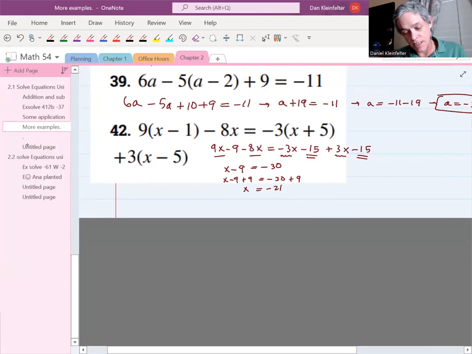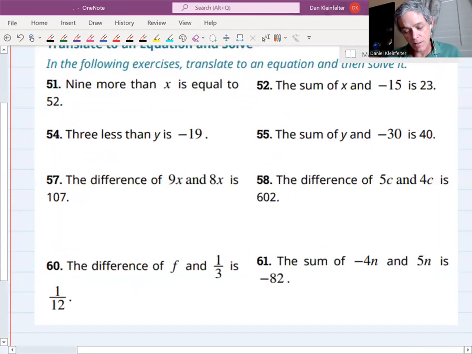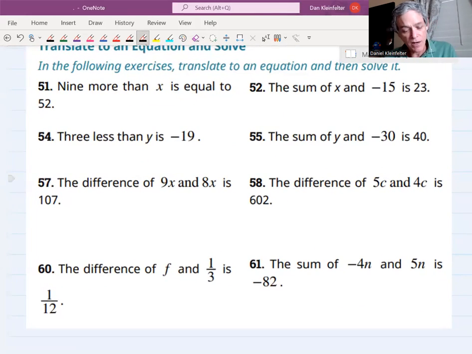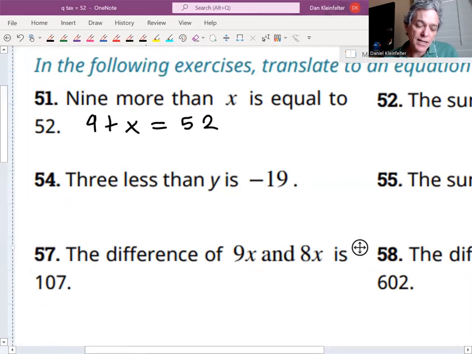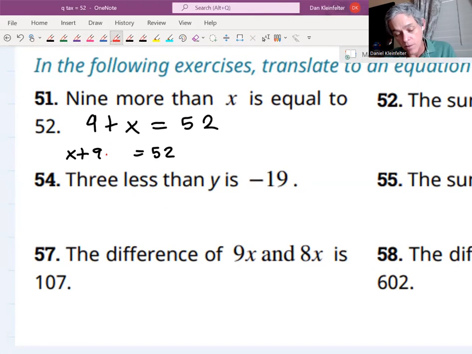Okay, more examples to come. In these, we're translating from English into math and then solving. So let's try 51 first. Here it says 9 more than x, so 9 plus x, is equal to 52. Okay, I want to get the x alone. Right now I have x plus 9 is 52. We'll subtract the 9 from both sides. And so we'll have in the end, x is 43.